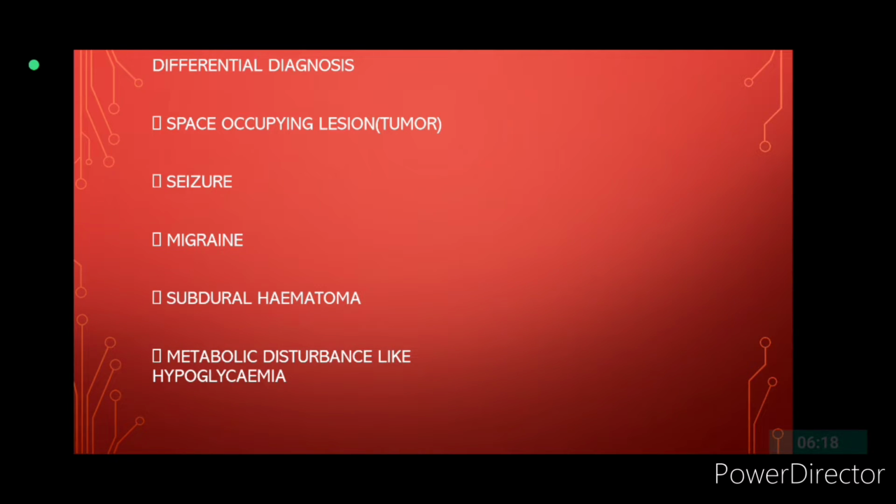Differential diagnosis. First point, space occupying lesion, also known as tumor. Second point, seizures. Third point, migraine. Fourth point, subdural hematoma. Fifth point, metabolic disturbance like hypoglycemia.